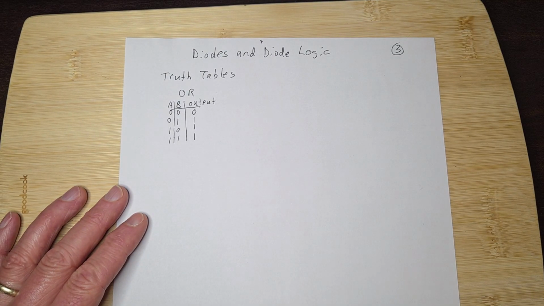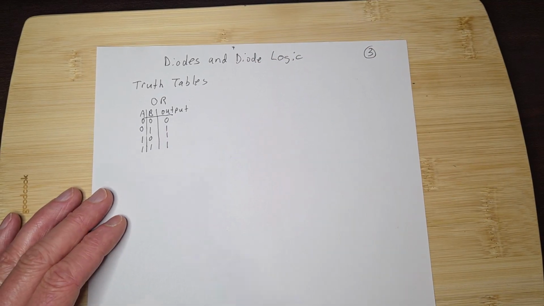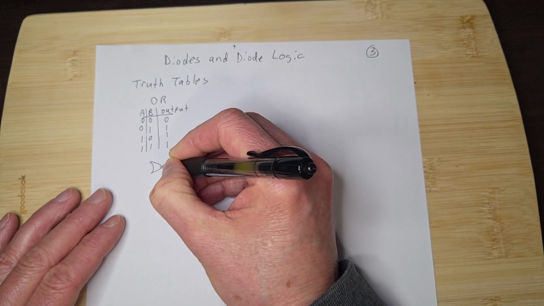All right, and then we have a thing called a gate and it looks like this. That's an OR gate.